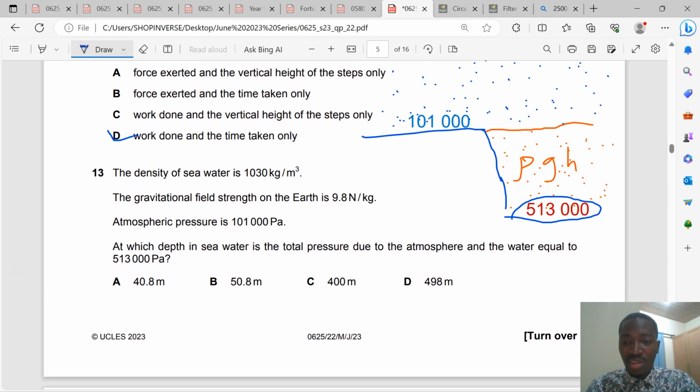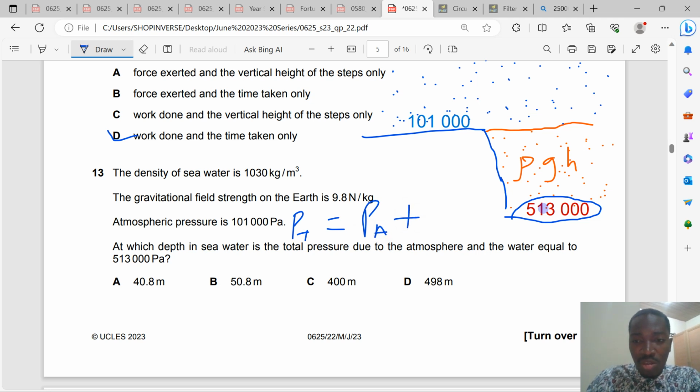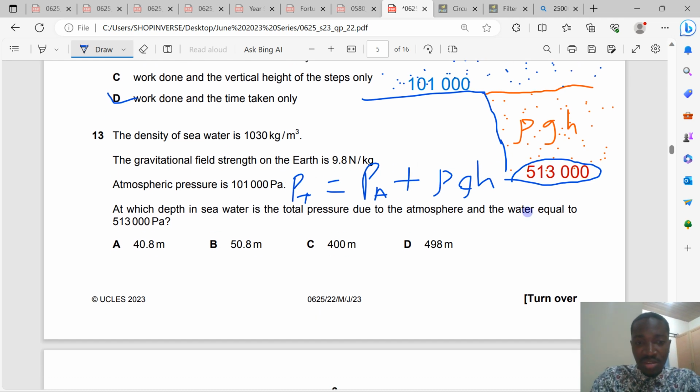So if you are calculating a mathematical model for this, the total pressure will be equal to pressure due to the atmosphere plus pressure due to the water, which is density times gravity times height. This is the formula we'll be using to solve this question. What's the total pressure? We have it at 513,000. 513,000 equals, what's pressure due to the atmosphere? 101,000.